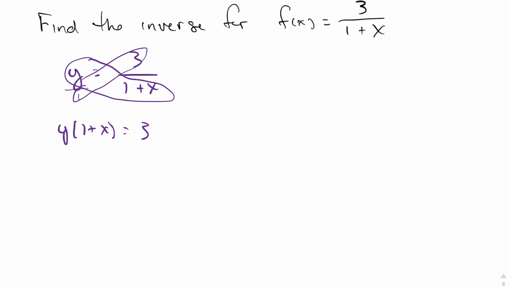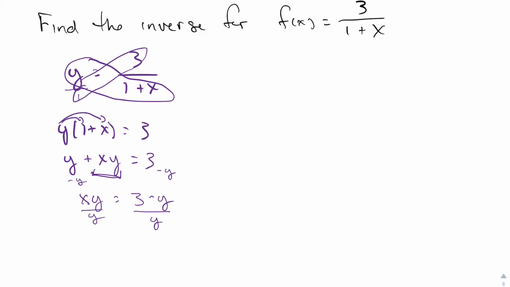I want to eventually solve for x, so I'll have to distribute that y. Y plus xy is equal to 3. Again, I want to solve for this x, so I want to get that xy by itself. So I'll have to subtract that y term. I'll get 3 minus y. And now if I want to solve for x, I can divide both sides by y. And I'll get x is equal to 3 minus y divided by y. So I've solved for x.